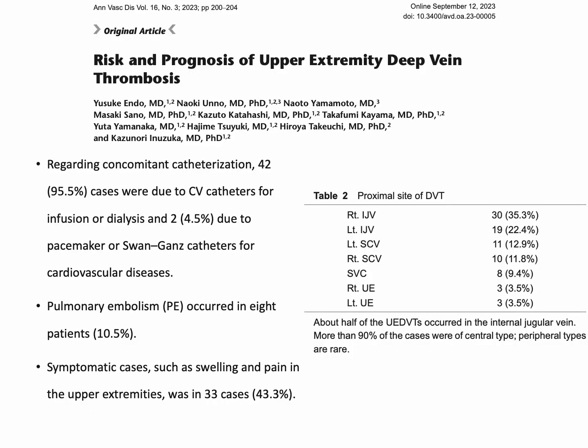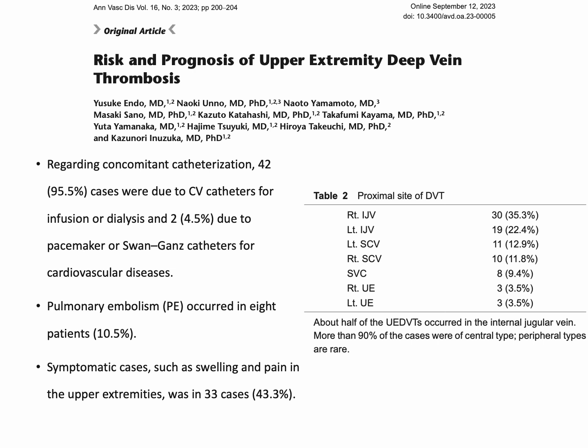This study from 2023 in Japan focused on risk and prognosis of patients with central venous catheterization and looking at upper extremity deep vein thrombosis. 95.5% of these cases were directly related to central venous catheters for either infusion therapy or dialysis, and about 4.5% were due to the insertion of a pacemaker or a Swan-Ganz catheter or thermodilution catheter for monitoring of cardiovascular diseases.